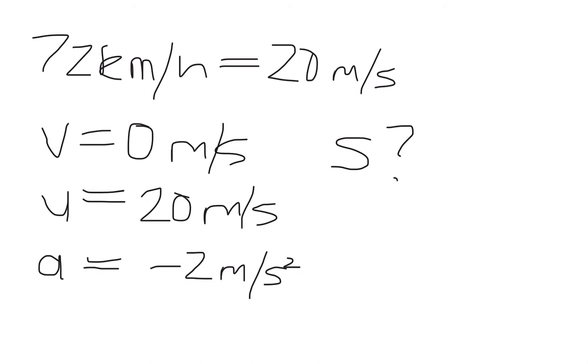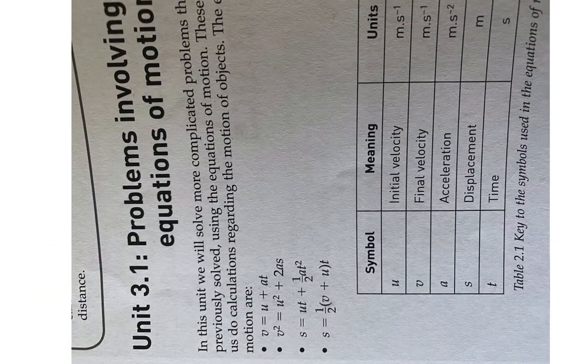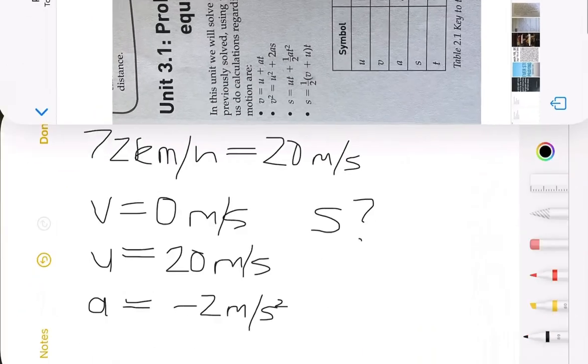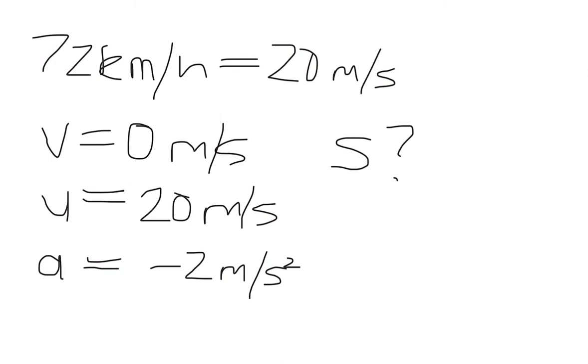Now we go and look at the equations, and look for the equation that has these parameters. The first one, v is equal to u plus at, does not have displacement in it. The second equation, v squared equals u squared plus 2as, has the three parameters that we have and the one that we are looking for, the displacement s. So that is the equation that we need to use. We can forget about the rest of the equations. They have time, and we do not have time in the question.